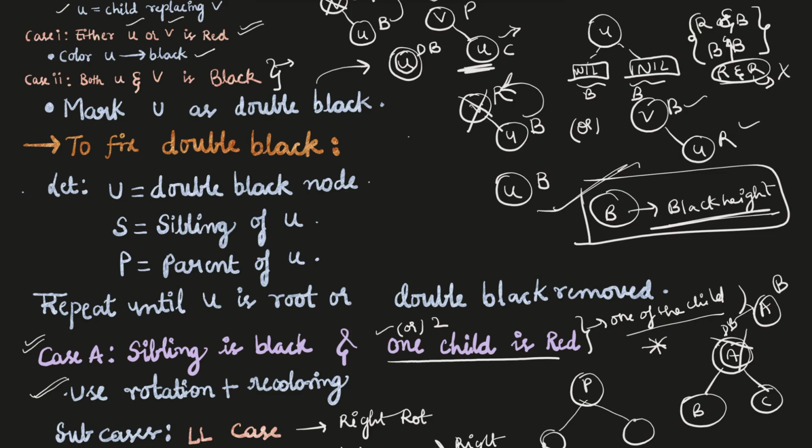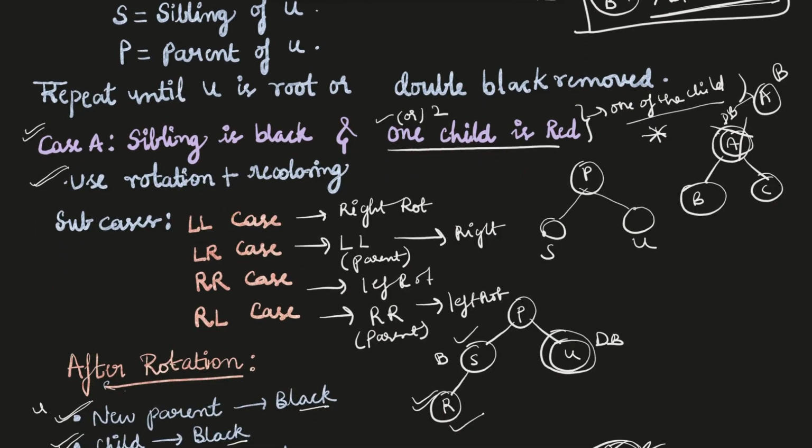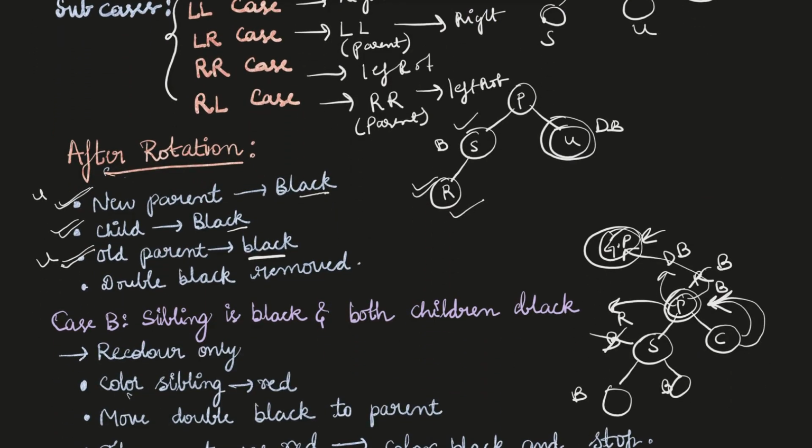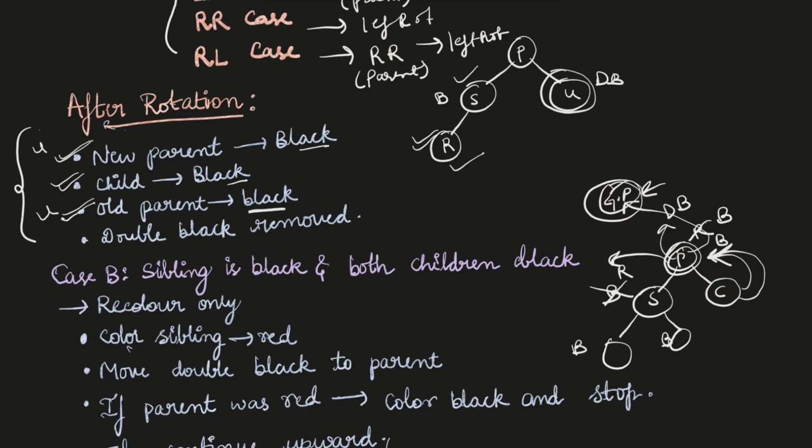To remove the double black, what do you do? You check if its sibling is black and either of its children is red. Any one of the children you can consider, and you perform the rotations for that sibling and that child. After performing that, you need to recolor using these conditions after rotation. Okay, this is the child which you will select. Suppose in the last case we have seen that there were two red children. So whichever red child you are selecting, you need to color it black.